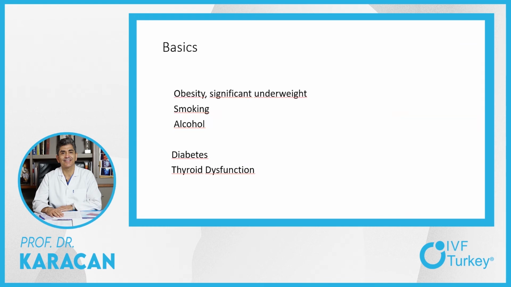These are obesity and or significant underweight. These two factors are important in the etiology of recurrent implantation failure. So please try to be in normal body mass index. Having a normal body mass index between 20 to 30 gives you an advantage of getting pregnant. It's very important not to have very much fat or too little fat in the process of pregnancy.